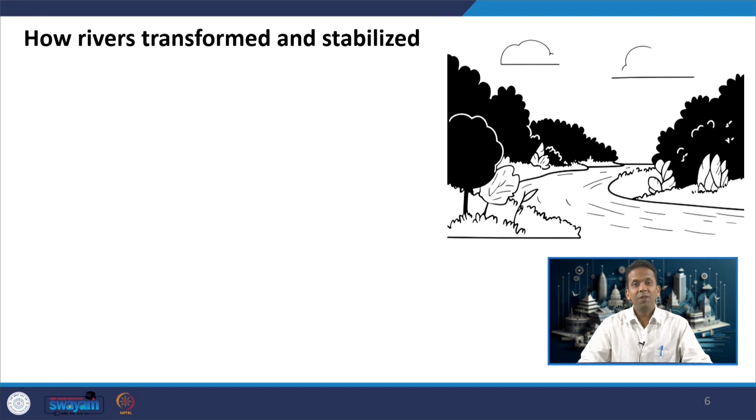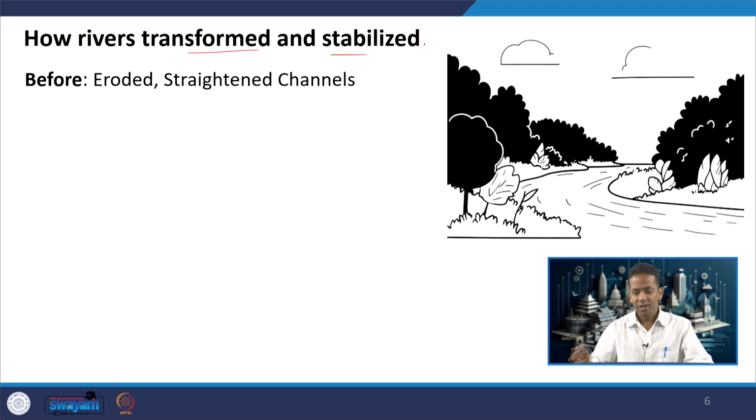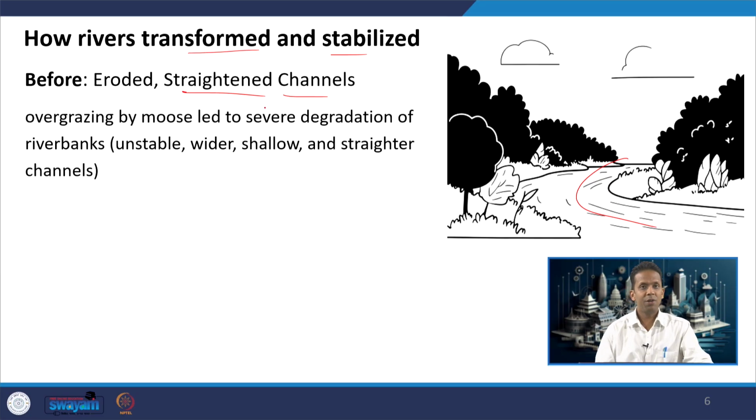But one interesting thing happened: how rivers actually transformed and stabilized. As I told earlier, when wolves were not there, because of soil erosion, the rivers were like straightened channels. The one which you are seeing in the picture is a meandered one. Okay, it is like zigzag, snake-like, and this straightened channel was because of overgrazing by moose and severe degradation of river banks. There were straight, wide, shallow channels, and because of shallow channels, aquatic life will not stay there for a long time.